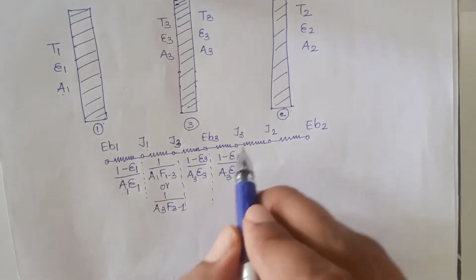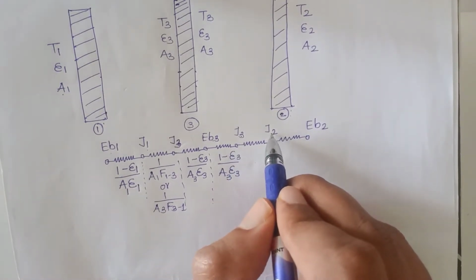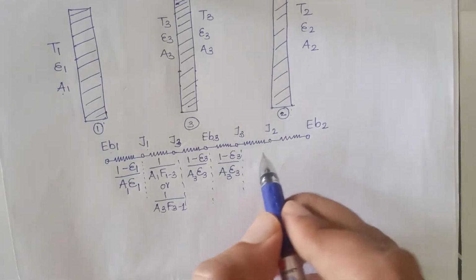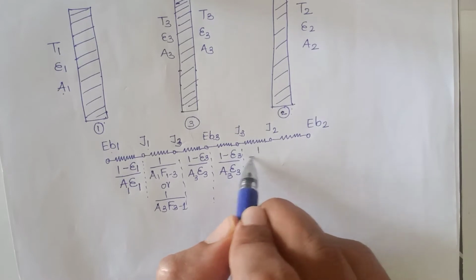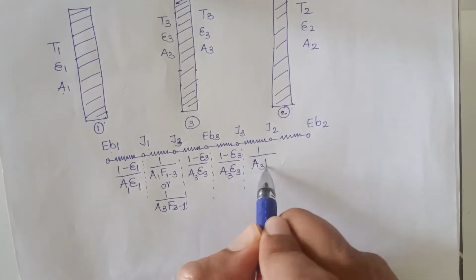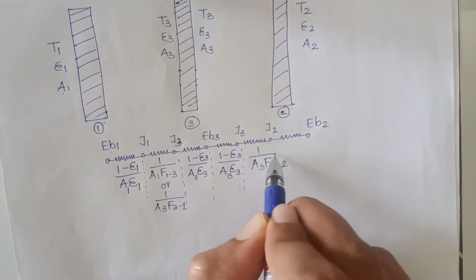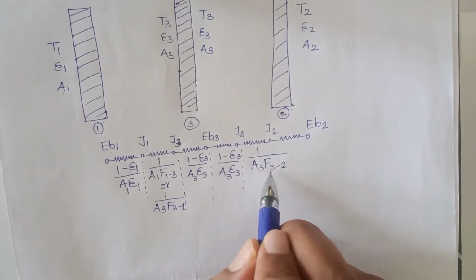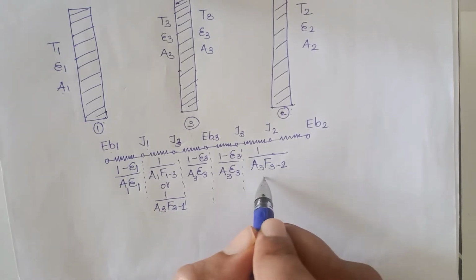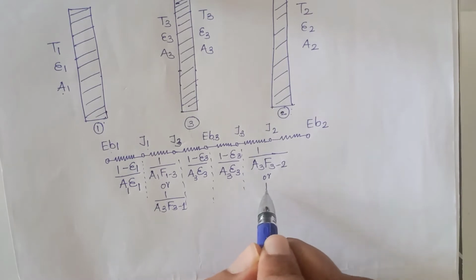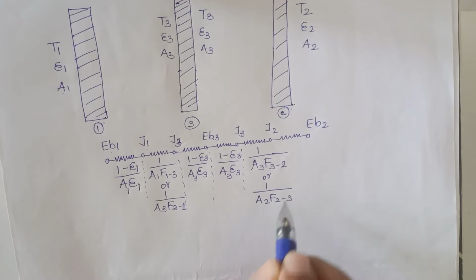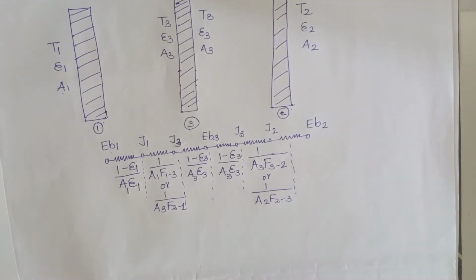Afterwards, between J3 and J2 there will be space resistance. Okay, let me put the partition. So space resistance is 1 upon A3F32, very similar to the previous expression: area of the third surface and shape factor with respect to the second surface. Or by the reciprocity theorem we can write 1 upon A2F23. So that space resistance is finished.